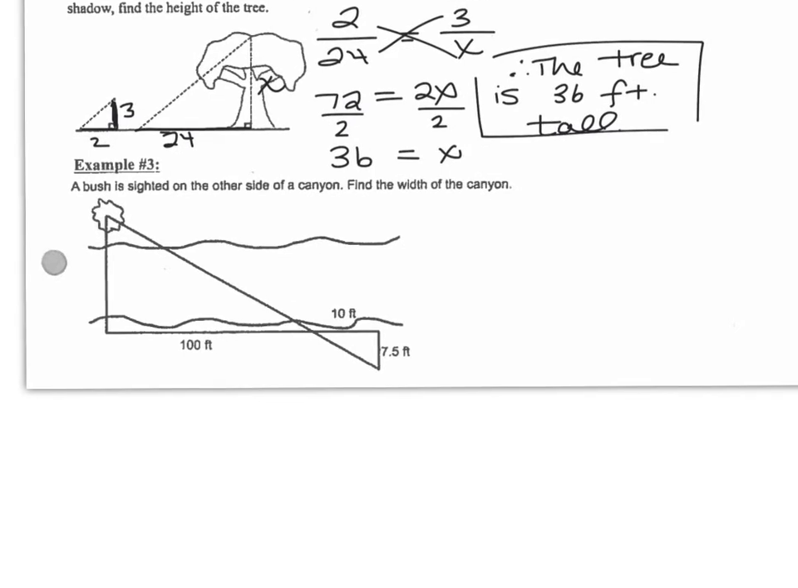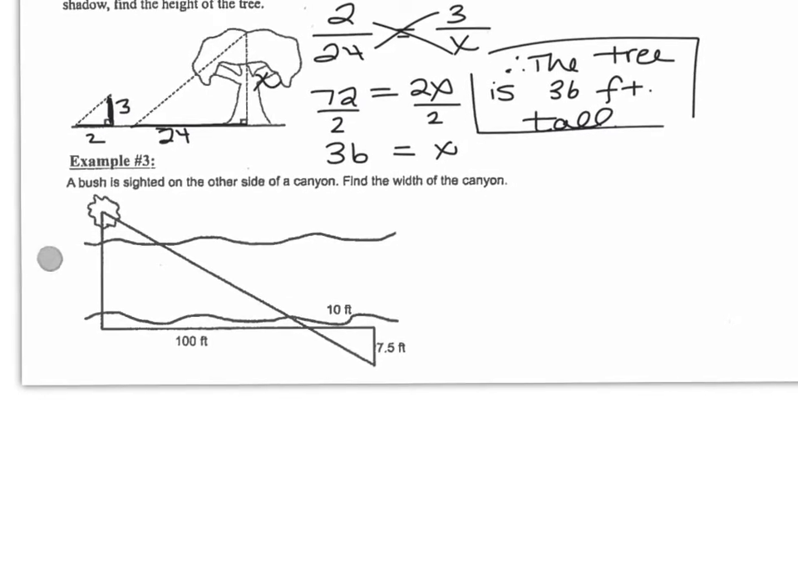So, let's try number 3. A bush is sighted on the other side of the canyon. Find the width of the canyon. So, the width, so here is these waves here. Here's your canyon. So it wants to know the width, which is this distance, which we'll label X.